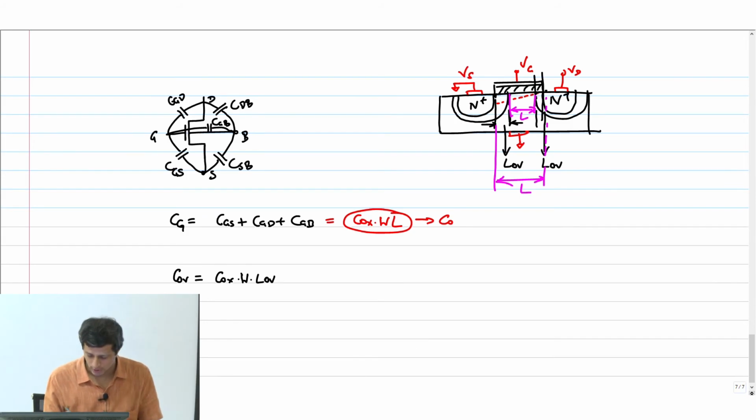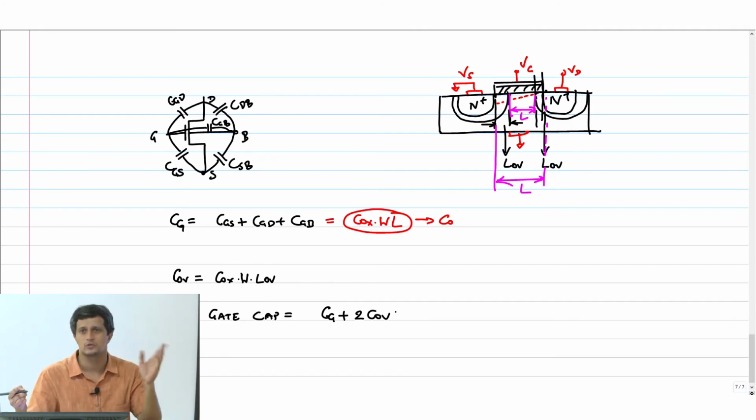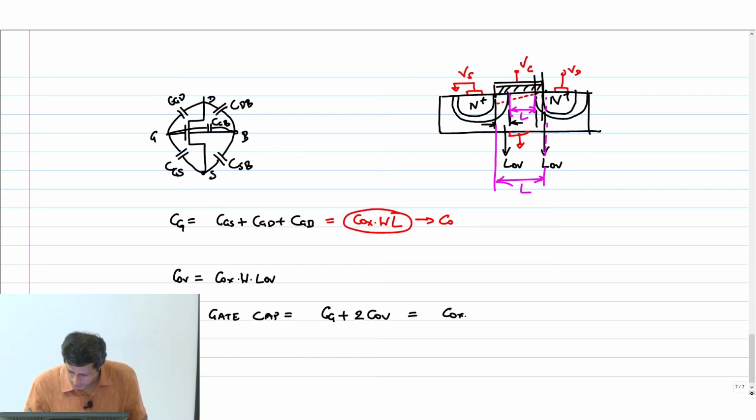So the net gate capacitance is CG plus twice C overlap, one for the drain side, one for the source side. So this I can write as C_ox into W into L plus C_ox into W into L overlap.